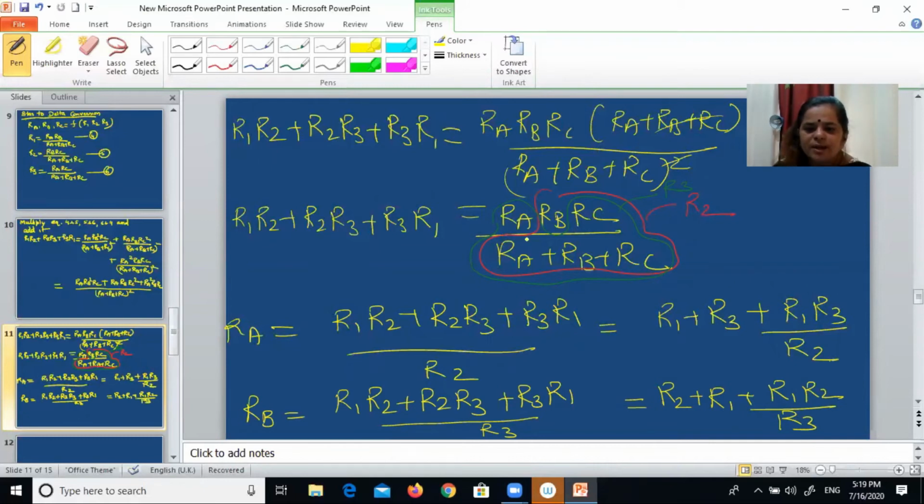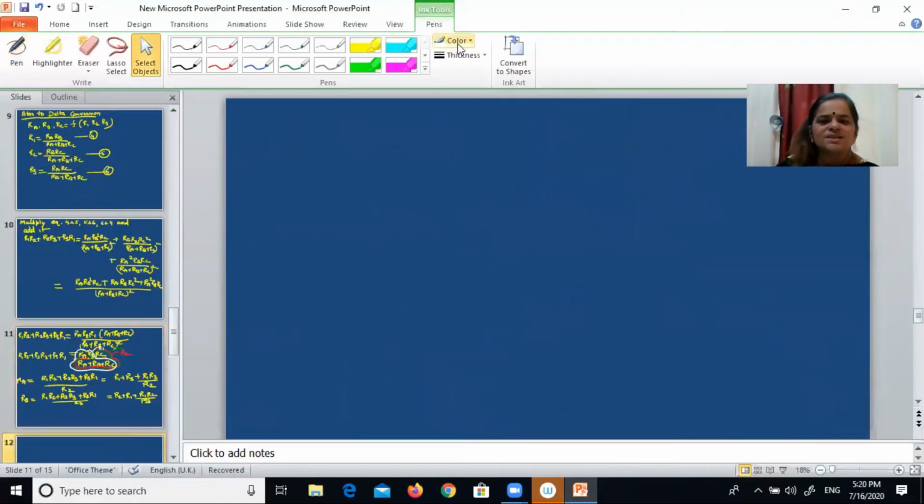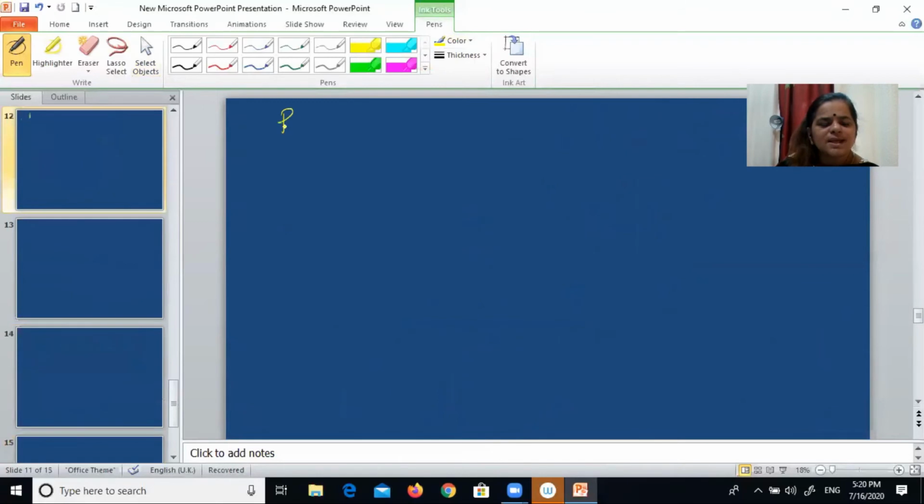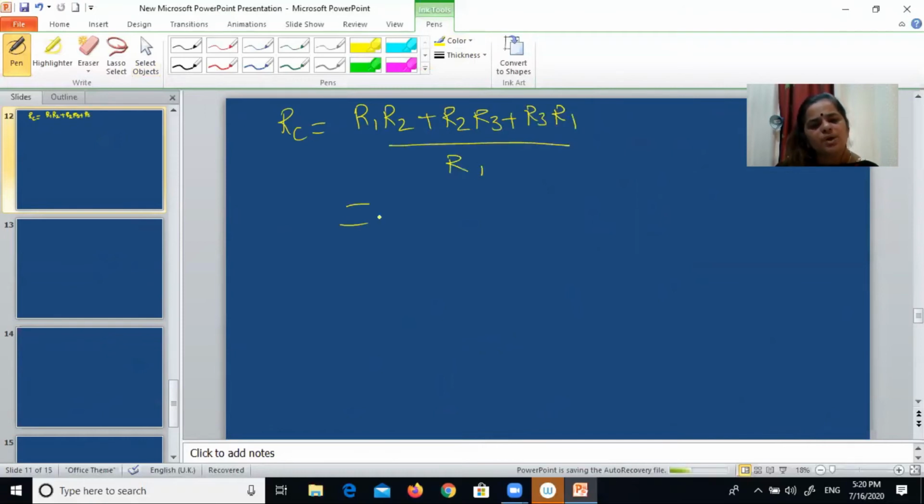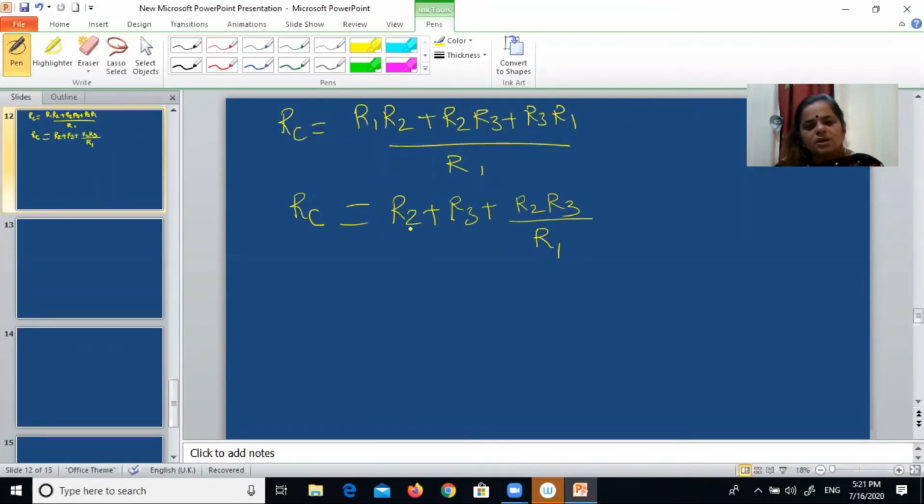Similarly, if I replace RA RB over the sum, which is equal to R1, what is the value of RC? RC is equal to R1 R2 plus R2 R3 plus R3 R1 divided by R1. So RC is equal to R2 plus R3 plus R2 R3 by R1.